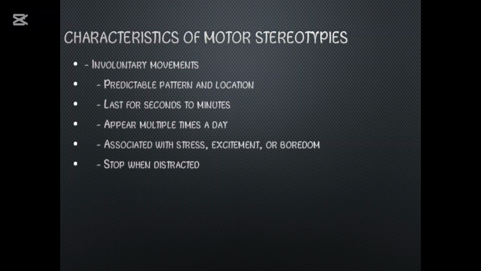Now, characteristics of motor stereotypies. These are involuntary movements, they have predictable pattern and location, they last for seconds to minutes, they appear multiple times a day, they are associated with stress, excitement, or boredom, and they are stopped when distracted. So, these characteristics can help diagnose motor stereotypies, and distraction can be a useful tool in managing symptoms.